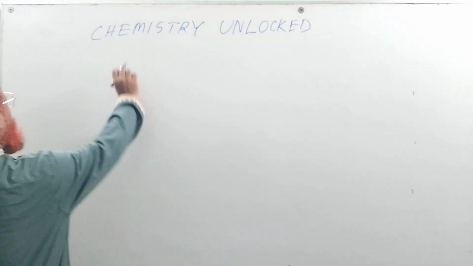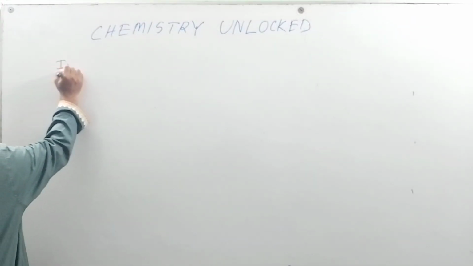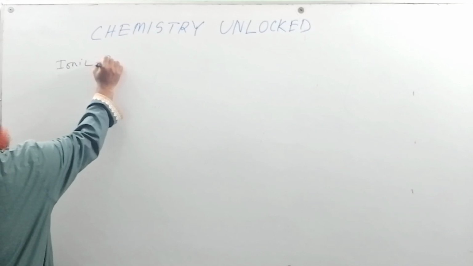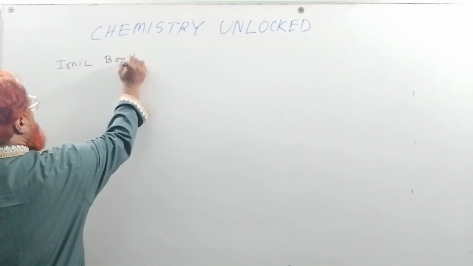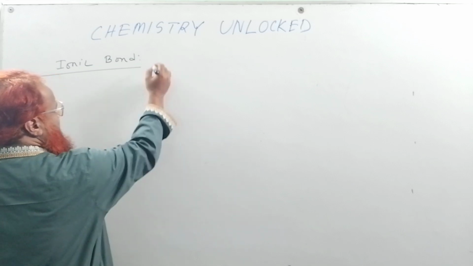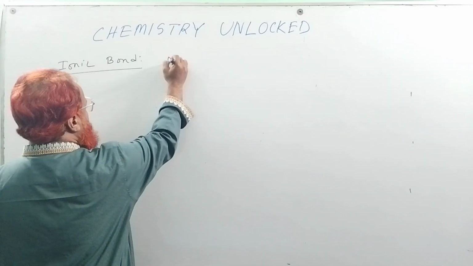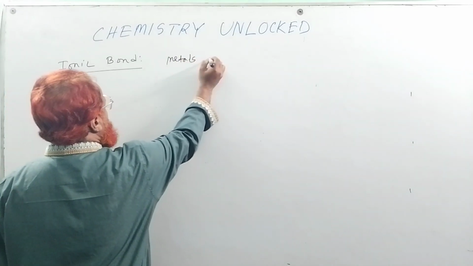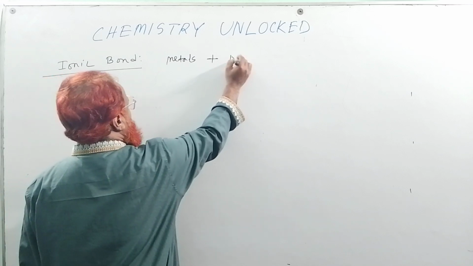Firstly, ionic bond. Ionic bond occurs between metals and what? Non-metals.